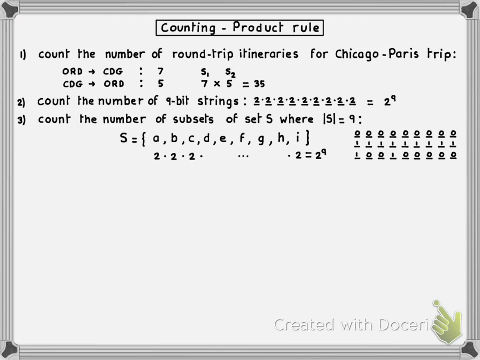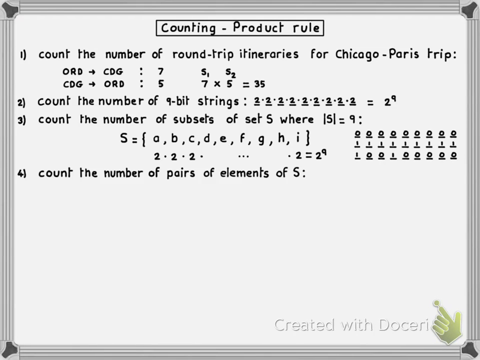So in conclusion, there's a one-to-one correspondence between the subsets of S and the bit strings of length 9, because S contains 9 elements. So it's not a coincidence at all that we get the same number here and there.